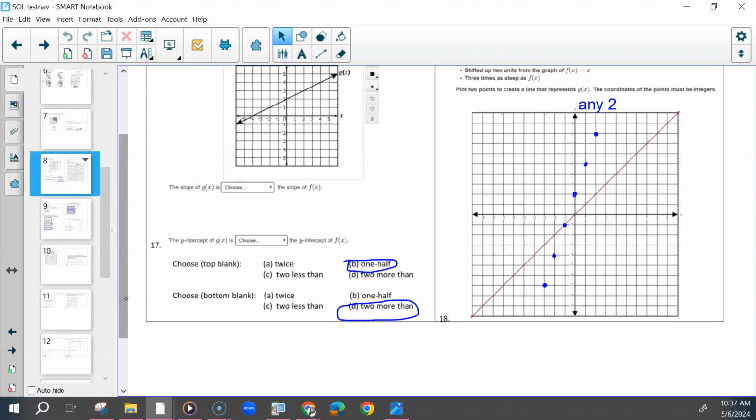18, you have to plot any of these 2 points. So you don't need all of them, you just need 2. But you shouldn't have a line because it just asks you to plot 2 points. Now, there will be some where it asks you to form a line, but what will happen is you'll plot 2 points and the line will magically appear between the 2 points.